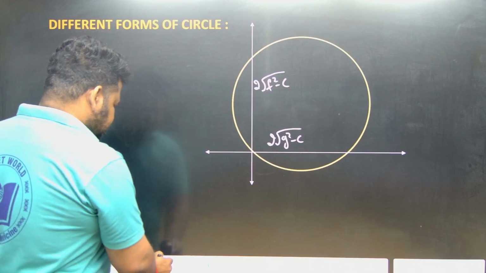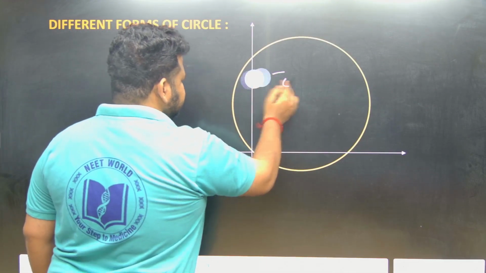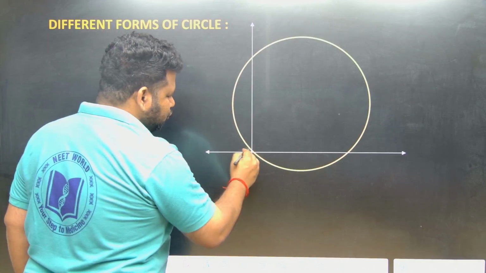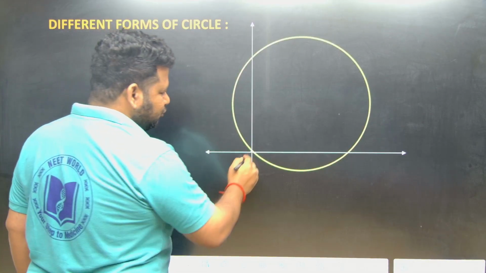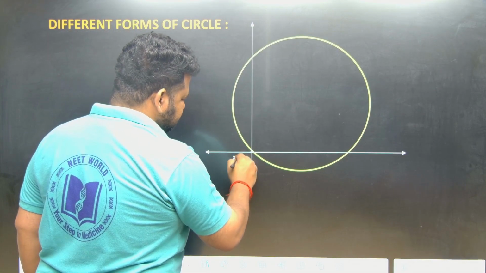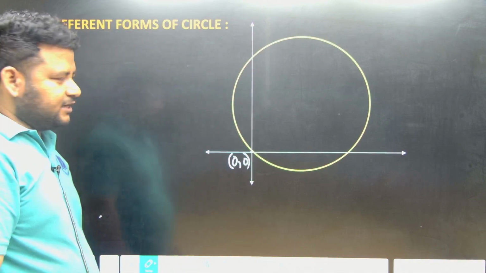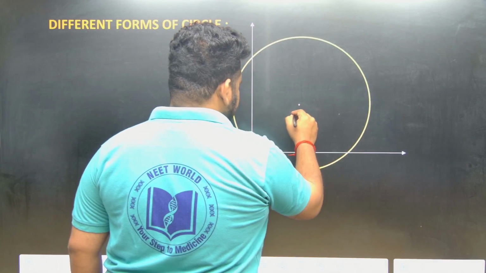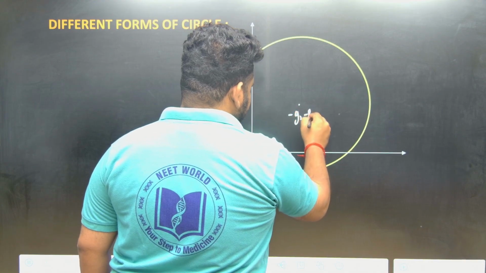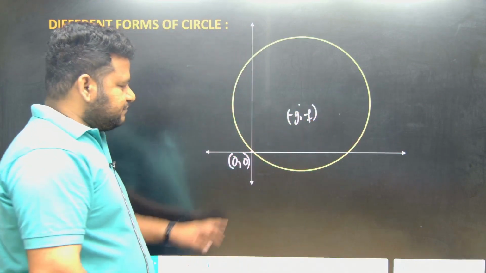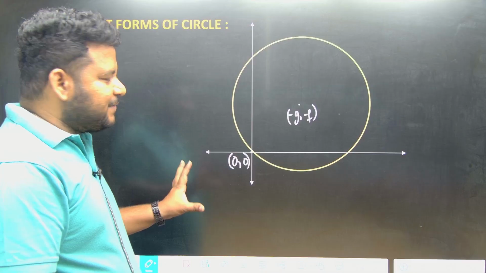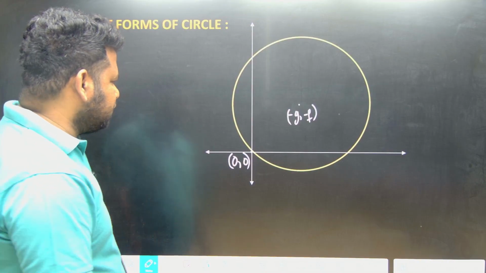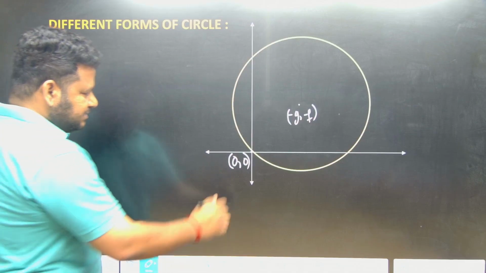Next, see here, if this circle is passing through the origin, that is 0 comma 0, definitely the center will be somewhere here, minus g comma minus f, let this be the center. If this circle is passing through the origin, what will happen to the general equation of the circle?